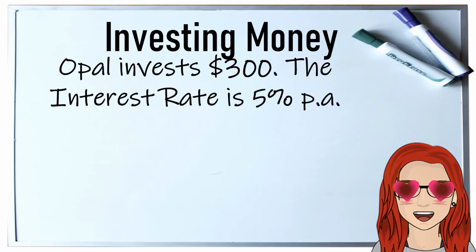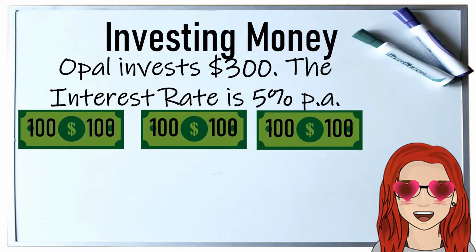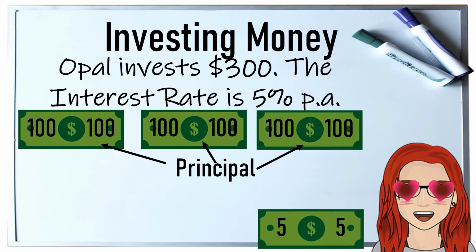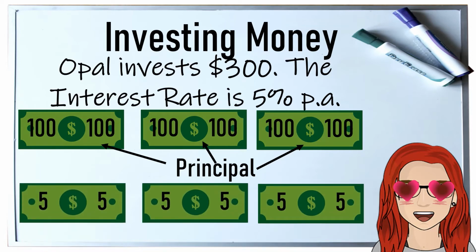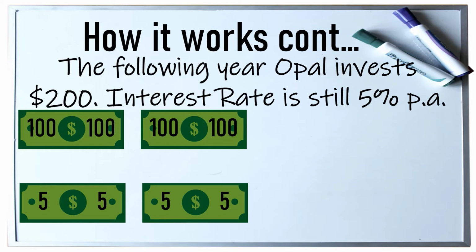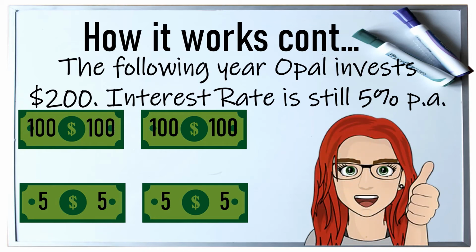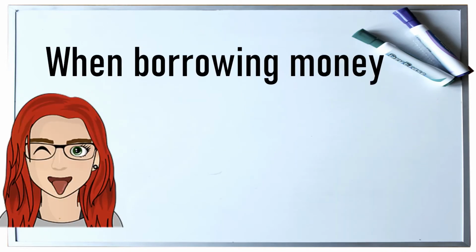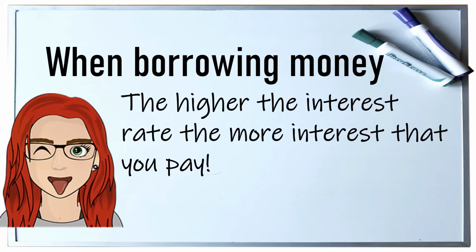If this time Opal invested $300 rather than borrowing $300, the calculations end up being the same. The $300 is still the principal, but this time she receives $5 for each $100 that she's invested. This $15 is still the interest. Likewise, if Opal invests $200, she still receives $5 for each $100 that she invested, which will work out to be $10 in interest.